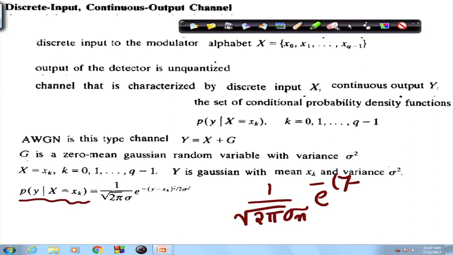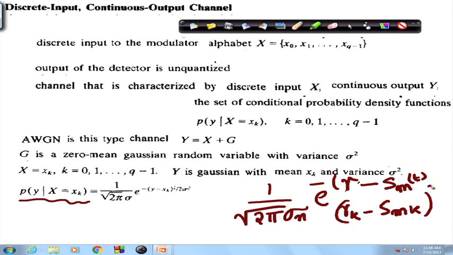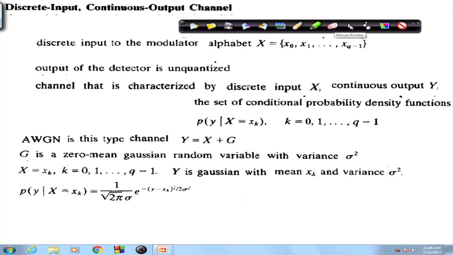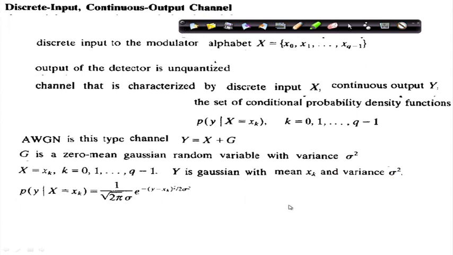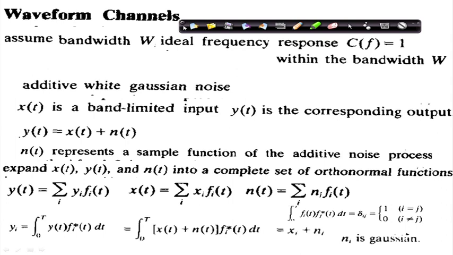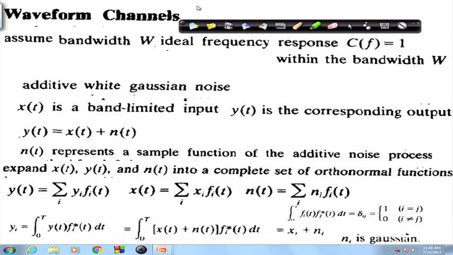So, what we had done earlier is we had used r k minus s m k squared upon N naught. This is what we had used, right. So, this is the same thing that you see over here, you do not see anything different at this point.